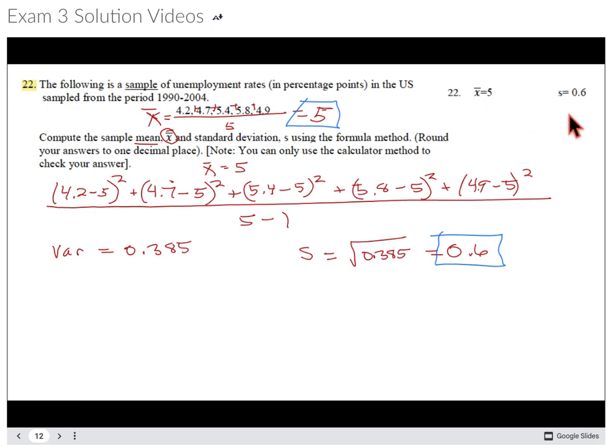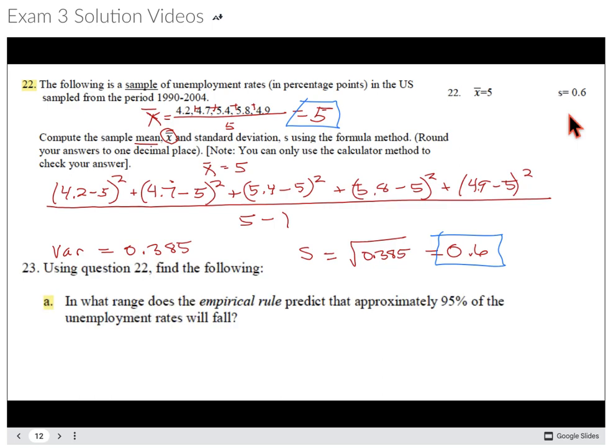Yes, 5 and 0.6. I'm going to go ahead and continue into question 23 because it relates directly to what we did here. And the part we need to understand is how to apply this empirical rule. The empirical rule predicts that approximately 95% of the unemployment rates will fall. But you just have to remember that that empirical rule says that 95% of the data is contained within plus or minus 2 standard deviations of the mean. Let's put it that way.